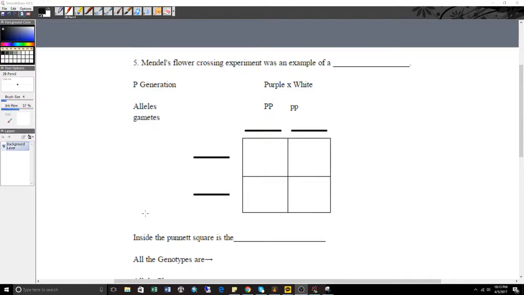Okay, so we're going to go through the second part of the lesson 1 notes.